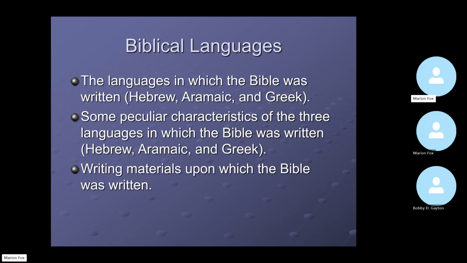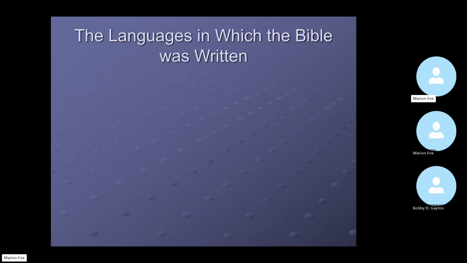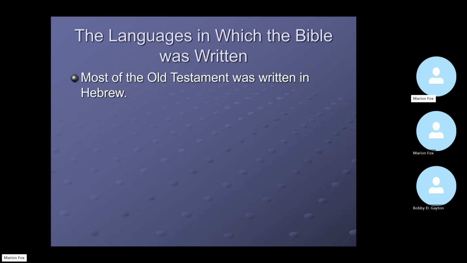We'll be looking also in 2 lessons from tonight, a week from tonight, at various writing materials upon which the Bible was written. Then we'll look in follow-up lessons at kinds of books. There are scrolls and codices. And so we'll be looking at the various kinds of books and kinds of writing materials.